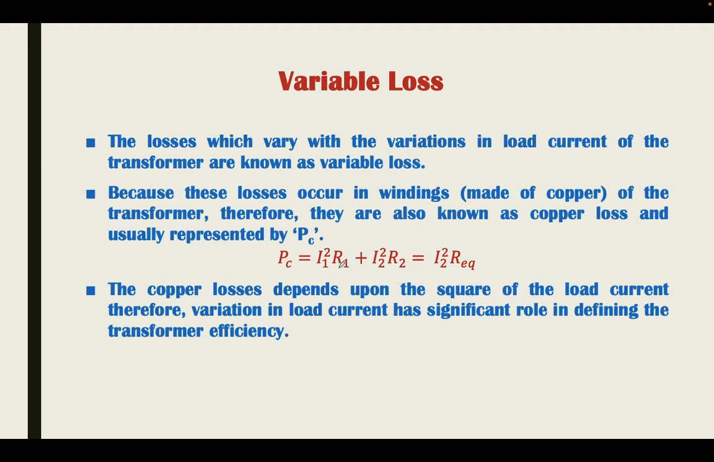Now, the variable loss. Variable loss depends upon the resistance of the winding. On the primary side, the current is I1, and hence the loss is I1 square R1. On the secondary side, the current is I2, and the loss is I2 square R2. Now, if parameters are referred to the secondary side, then an equivalent resistance can be taken. On the secondary side the current is I2, and hence the total power loss due to the resistance of the winding is I2 square R equivalent.